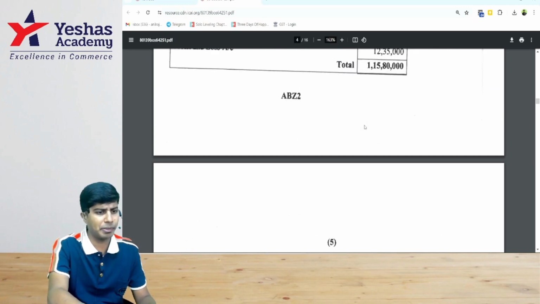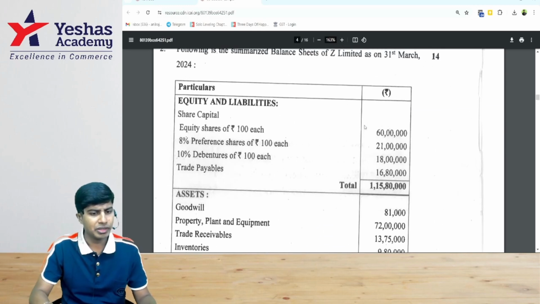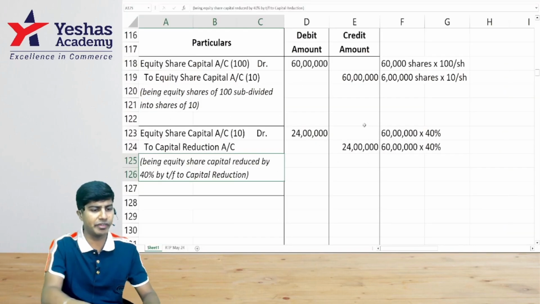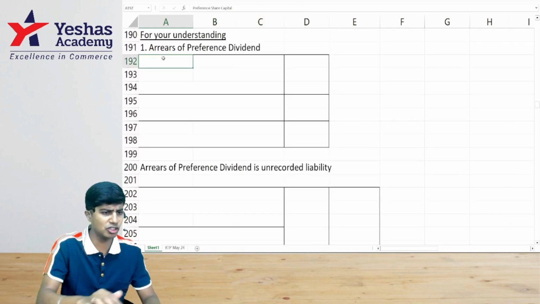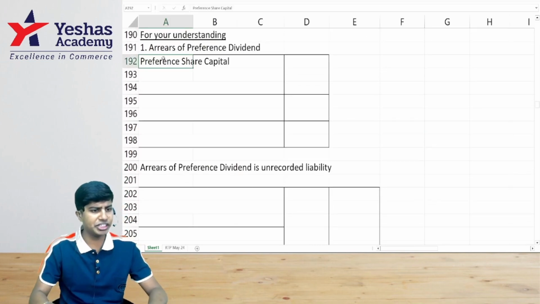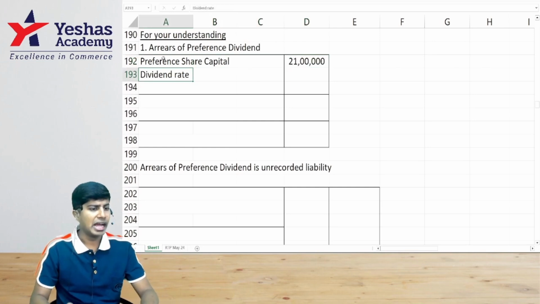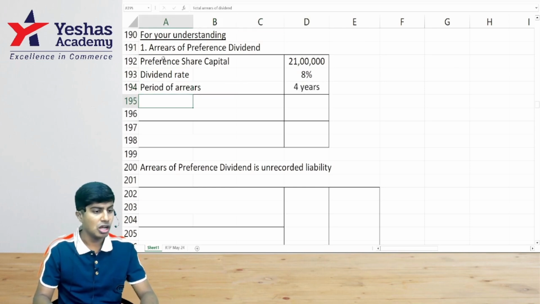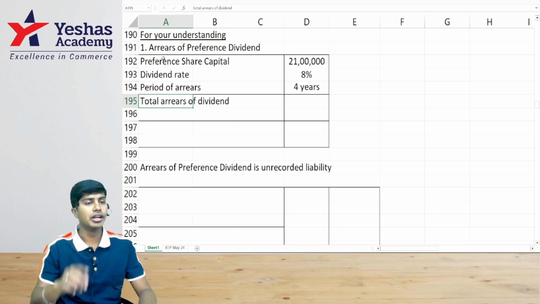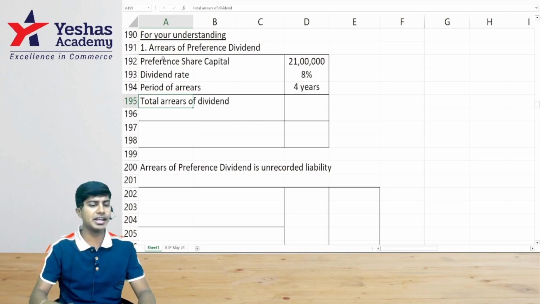Look at preference share capital. How much is preference share capital? 8% preference shares, 21 lakh. Come on, let's do a small working note, shall we? Arrears of preference dividend. Preference share capital is 21 lakh and dividend rate is 8%. Compute the arrears of preference dividend. What is the period? Sorry. Period of arrears is 4 years. How much is the total arrears of dividend? 21 lakh into 8% into 4 years.